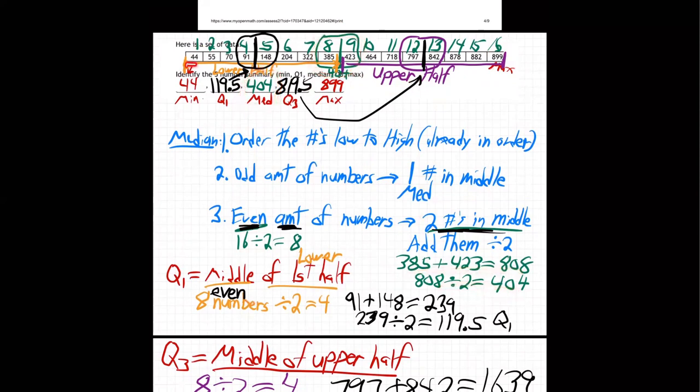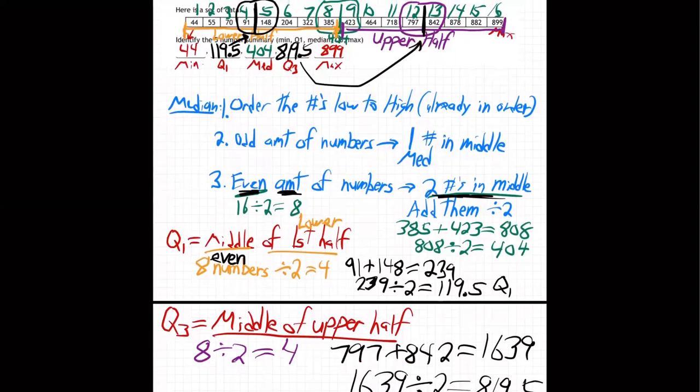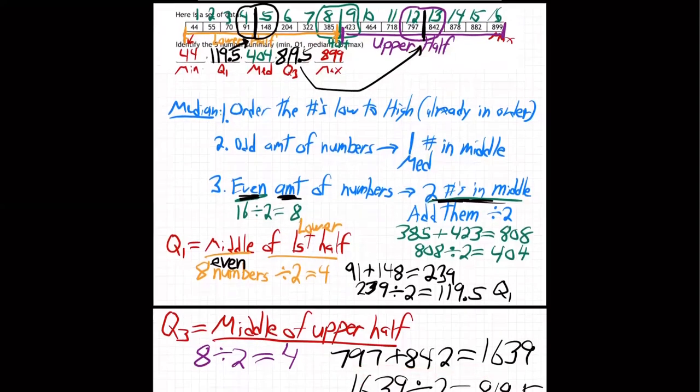And then I broke the data into the lower half and the upper half. For the lower half, there were 8 numbers. So 8 divided by 2 is 4. I took the 4th and 5th numbers, added them and divided by 2. That's Q1, 119.5. Then the upper 8 numbers, again, 8 divided by 2 is 4. Took the 4th and 5th numbers right there, 797, 842. Added them and divided by 2.